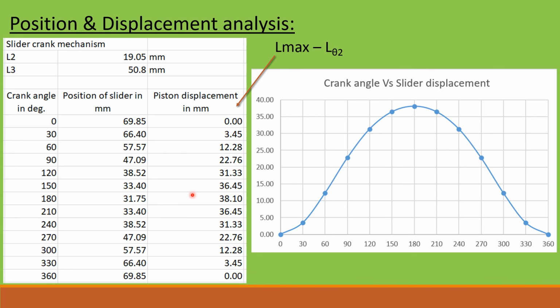So let us plot that on a graph. On the vertical axis we have slider displacement. On the horizontal axis we have crank angle 0 to 360. So at 0 angle we have displacement as 0. It increases and it will be maximum at 180 degrees, and it again comes back to 0 at 360 degrees.